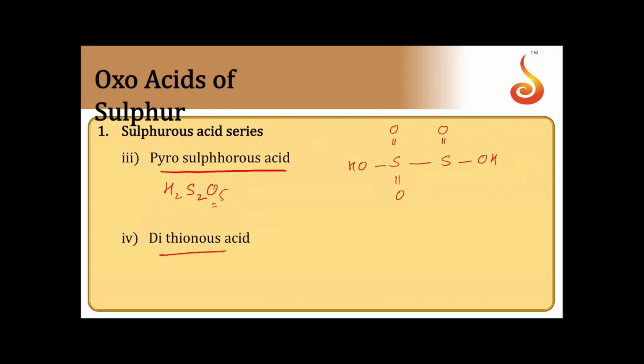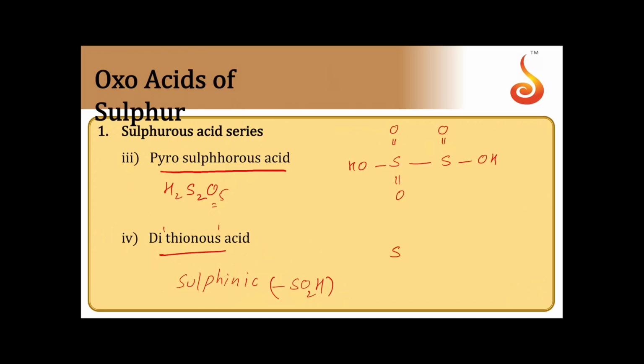Then comes dithionous acid. Dithionous acids have a group called the sulfinic group. The sulfinic group is the SO2H group. SO2H groups are called sulfinic groups. Sulfonic is SO3H. Sulfinic is SO2H. If 2 sulfinic groups are bonded to each other, that is dithionous acid.